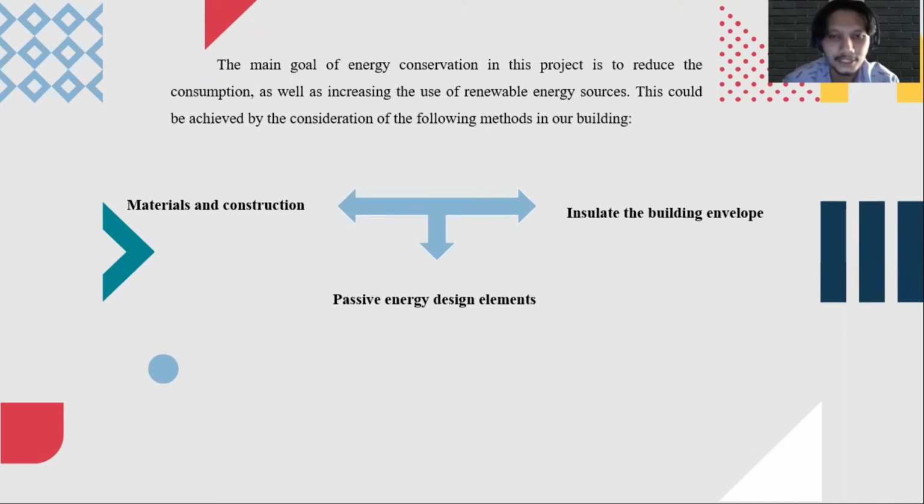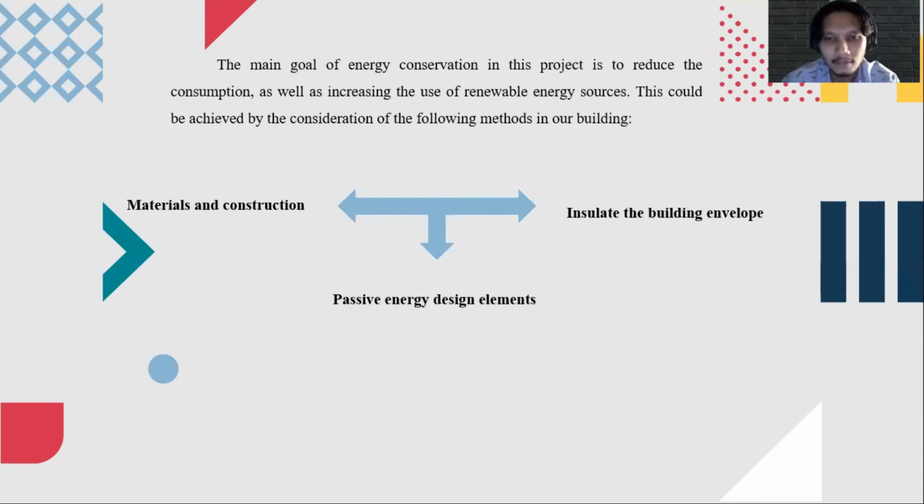Material and construction methods are important to reduce building energy consumption through reduced solar heat gain or loss, which reduces air conditioning load. Choosing material with low energy will help to reduce the amount of energy consumption during mining, processing, manufacturing, and transportation.